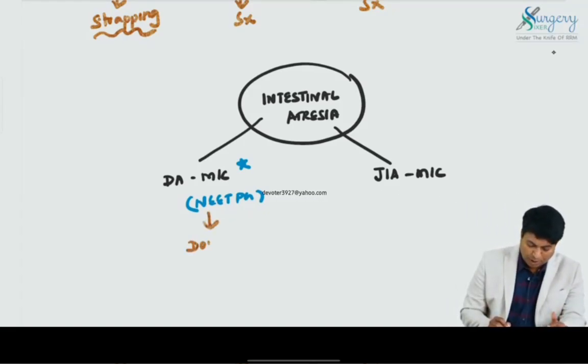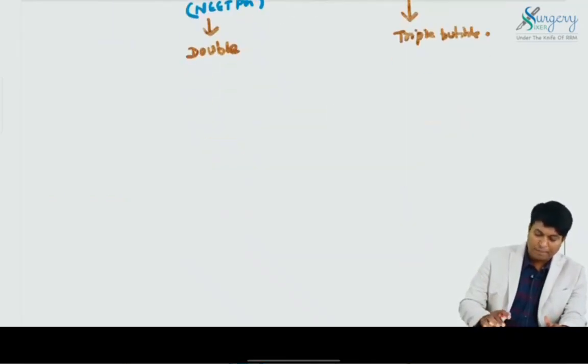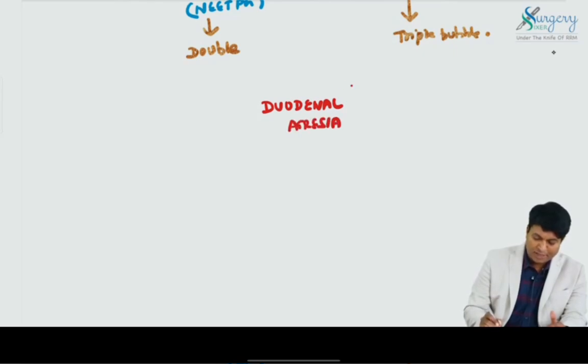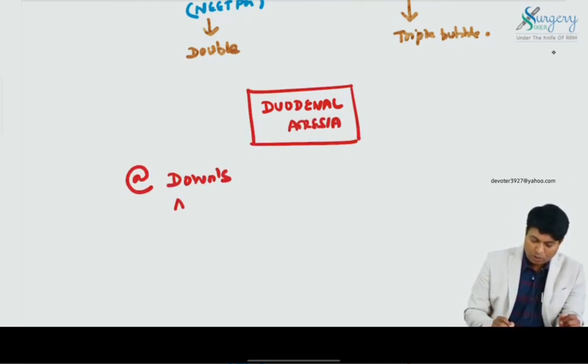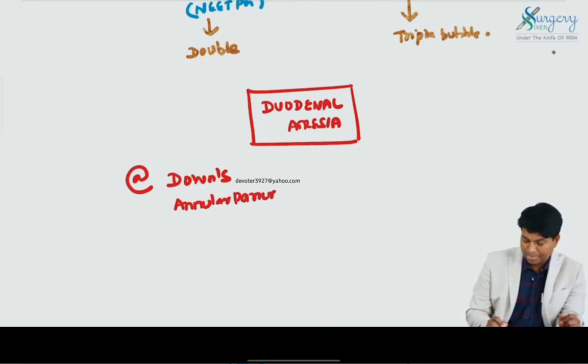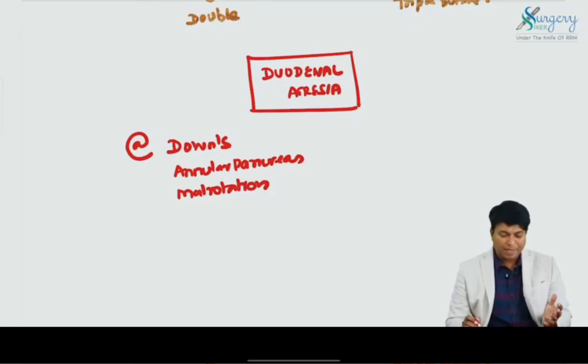Duodenal atresia will have a double bubble appearance. Jejunal atresia will have a triple bubble appearance. Now coming to duodenal atresia in detail. Though I have discussed a few points in the stomach chapter, here I'm going to discuss more points. So duodenal atresia is associated with malrotation of gut, annular pancreas, and Down syndrome.